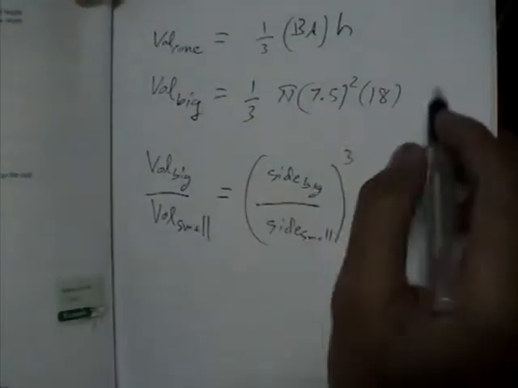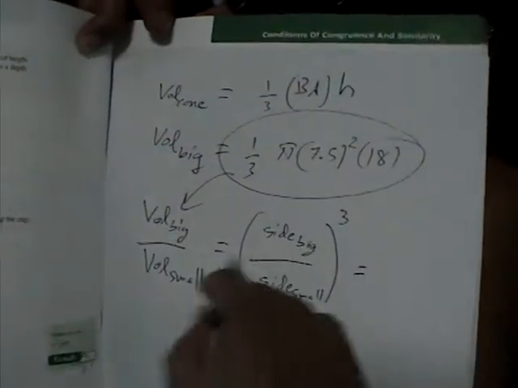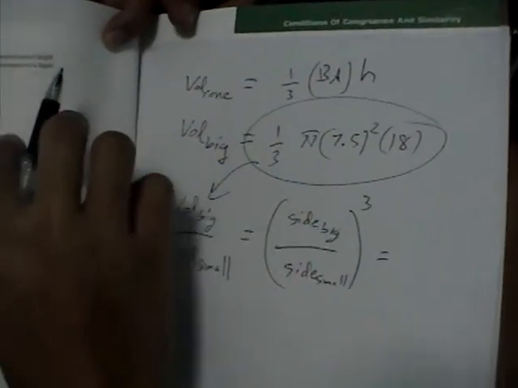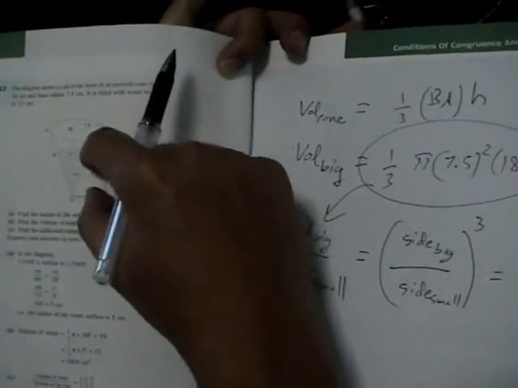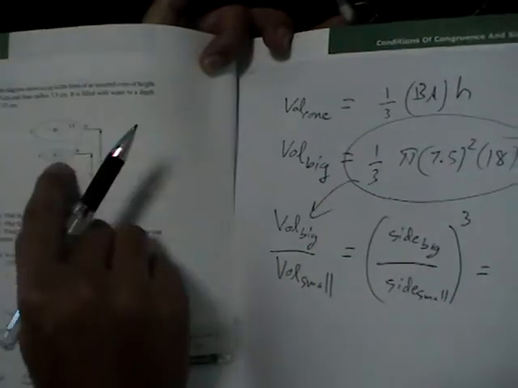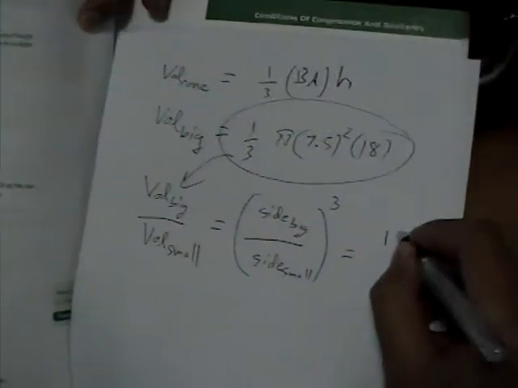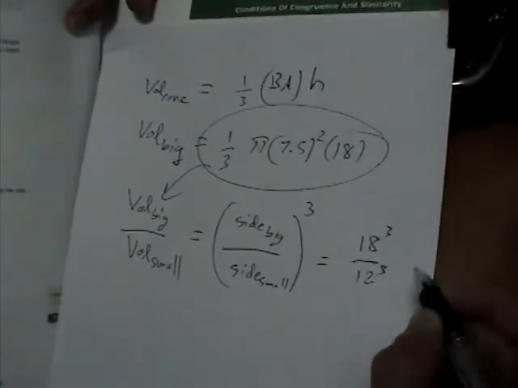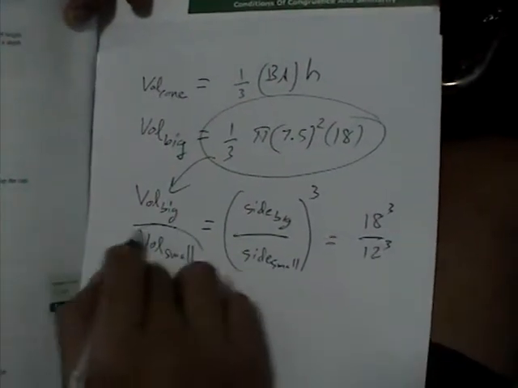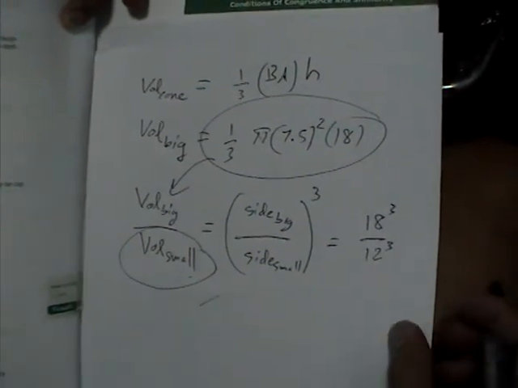Okay, so you plug that into volume big. The side of the big is 18. Side of the small is 12. Corresponding side, in this case, is the height. Corresponding height. You can use radius also if you have radius, but in this case you have only one radius. You need two corresponding sides. So you will have 18 over 12 cubed. Then you have everything. Then solve for volume of small cone. Okay. Stop.